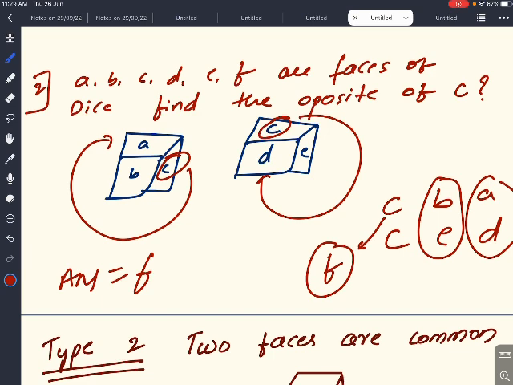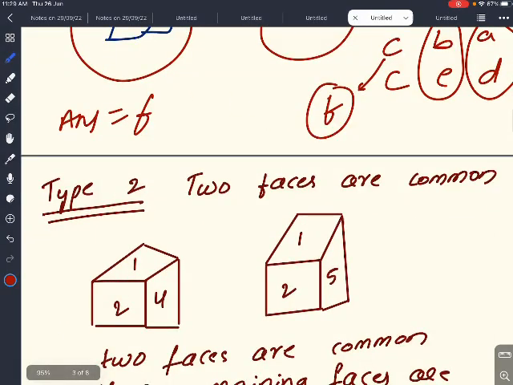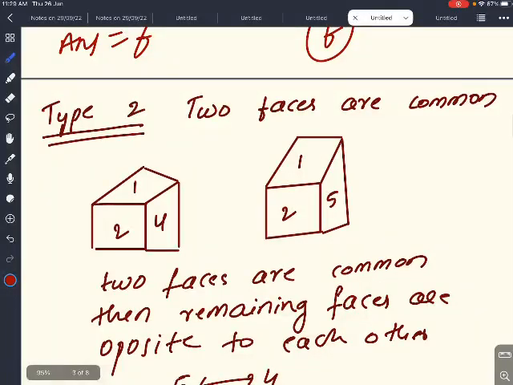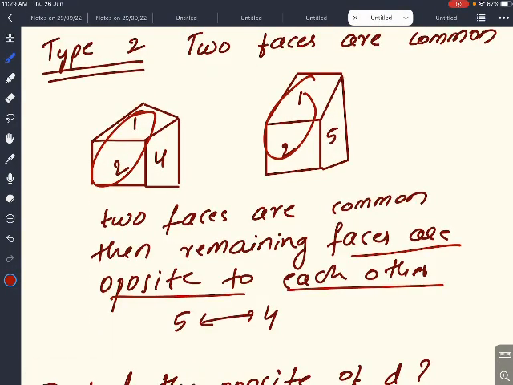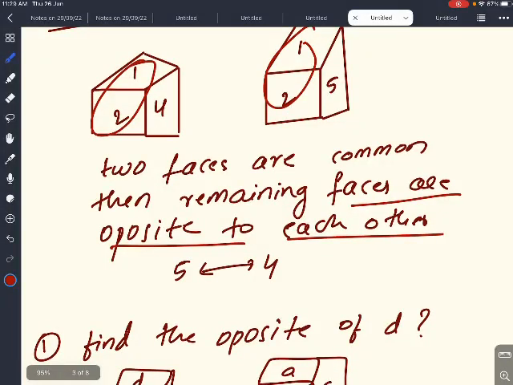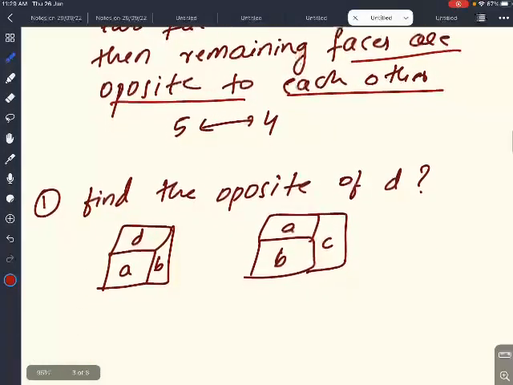In the given type, one face is common among the 2 dice. If 2 faces are common, you notice here 1, 2 and 1, 2. When 2 faces are common, the remaining faces are opposite to each other. 5 and 4 are opposite to each other. This is the second type.